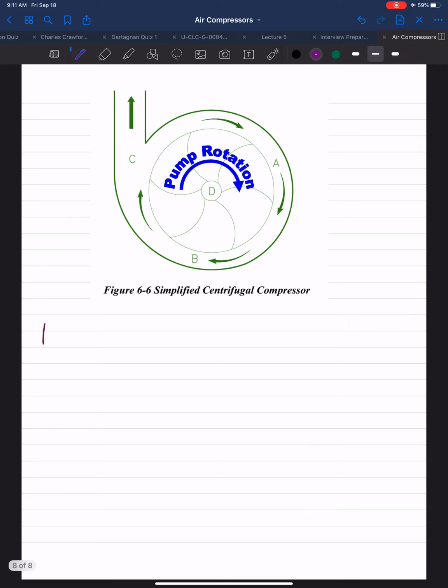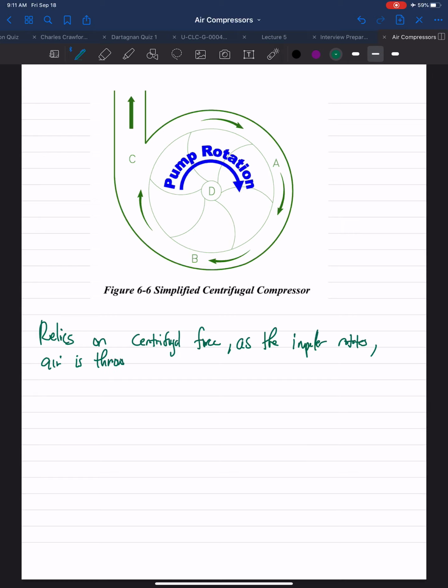So it relies on centrifugal force. As the impeller rotates, air is thrown against the casing of the compressor.